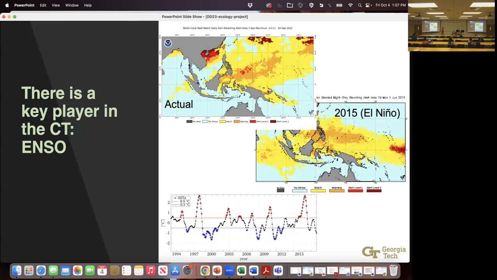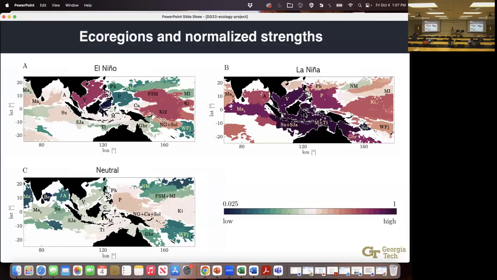The other thing that you see is that through the last 30 years, we had a bunch of very strong El Niños and a bunch of very strong La Niñas. And you can divide the years pretty much in 3 parts of equal length. Neutral, El Niño, or La Niña, basically with that characterization. So we did that, and then we looked at the ecoregions and their strength.